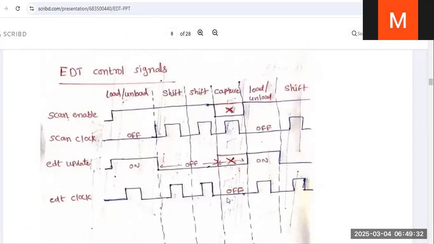Because if the EDT clock is pulsing during the capture phase, then again load unload, and the EDT clock is pulsing, and during the shift, EDT update and EDT clock are also pulsing. So we should remember that during the capture, the EDT clock is not going to pulse. If the EDT clock is pulsing, then the scan chains are loaded with new data, and the previous data loaded in the scan chains, which is intended to detect some faults, is lost. So we are going to miss it if the EDT clock is pulsing during the capture phase.